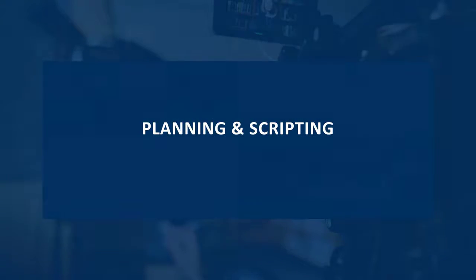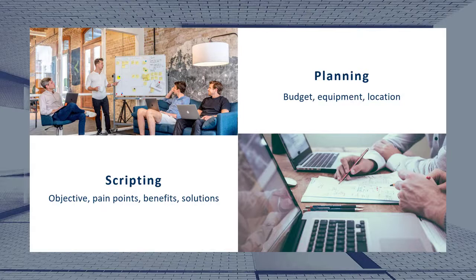When we talk about planning, there are three key aspects that you want to take into account. One is budget. How much budget are you going to allocate for the making of this online video? Secondly, what kind of equipment are you going to be using or required to make this online video? And thirdly, where are you going to shoot it? Are you going to shoot it outdoors or indoors? And if you're going to do it indoors, you probably need a studio, for example.